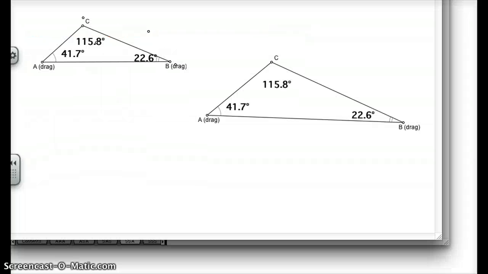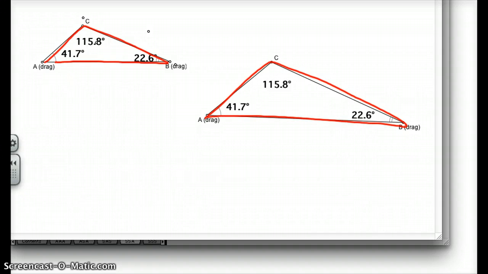See here in Sketchpad, I've drawn this triangle right here. Does it look the same size as this one right here? The angles are the same. I have a 41 and 7/10, 115 and 8/10, and 22 and 6/10. And isn't the one on the left smaller than the one on the right? So angle, angle, angle is not enough information to prove that your triangles are congruent. So AAA is not a shortcut. It is not a postulate. You should not be writing that down when you're thinking about proving triangles congruent.